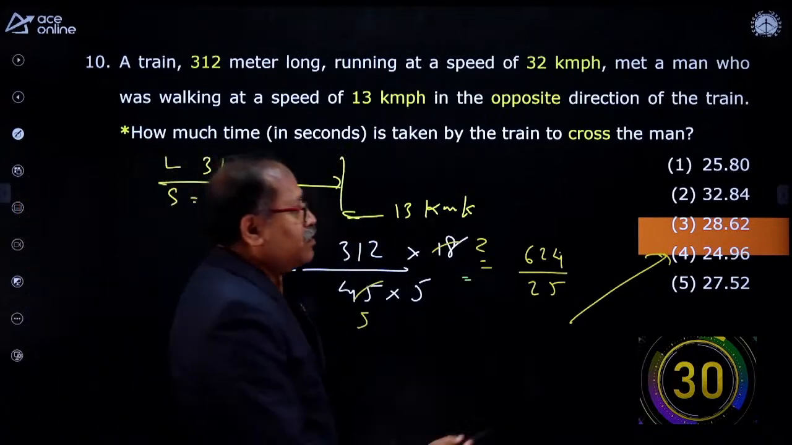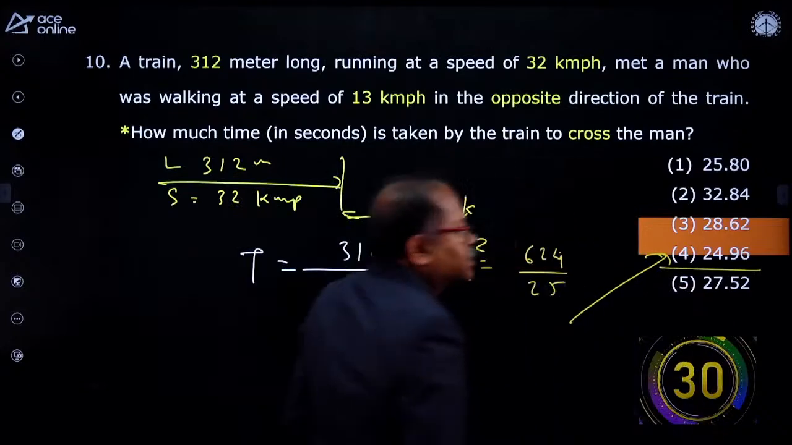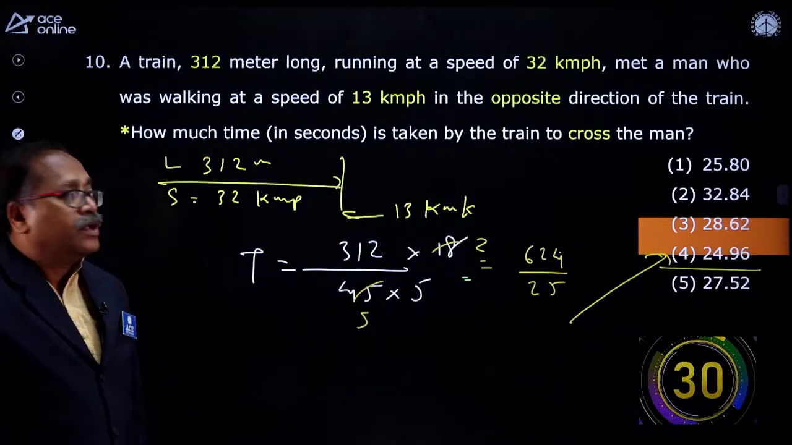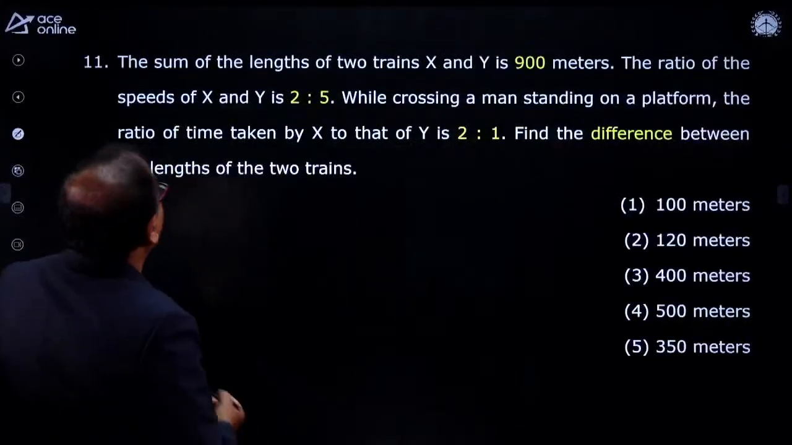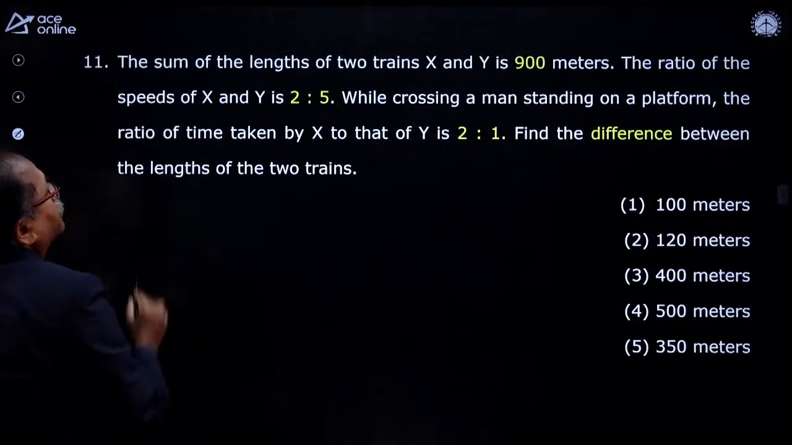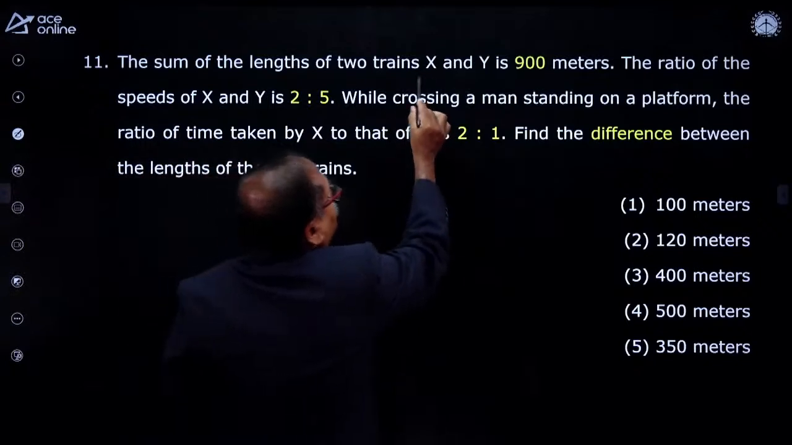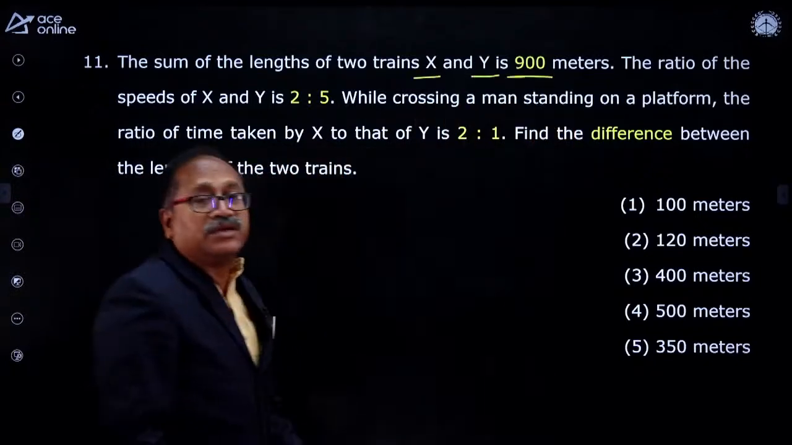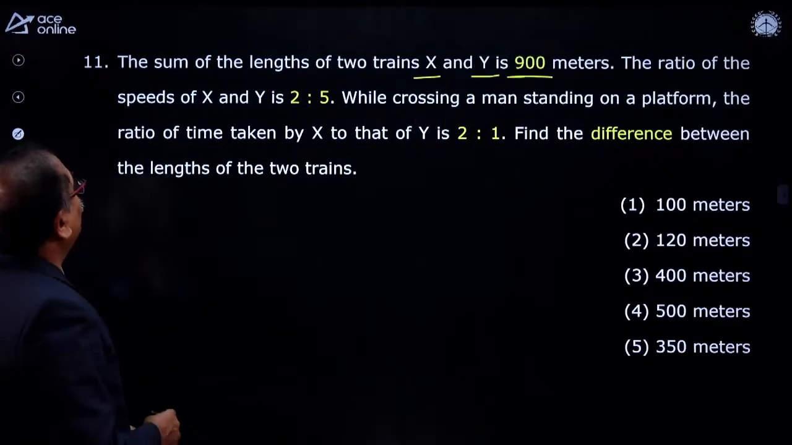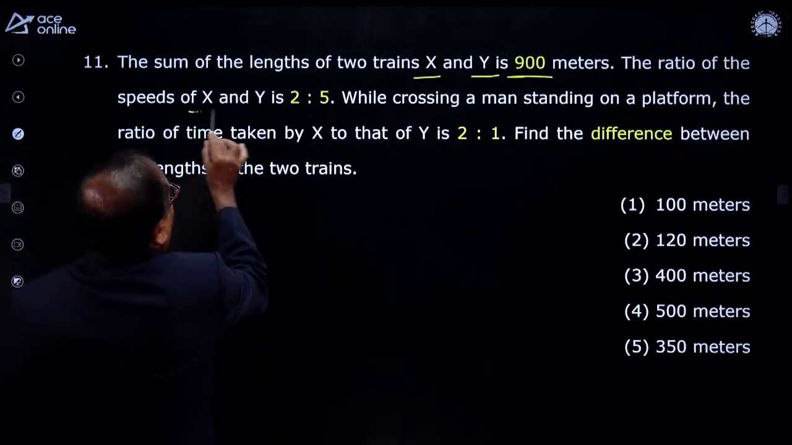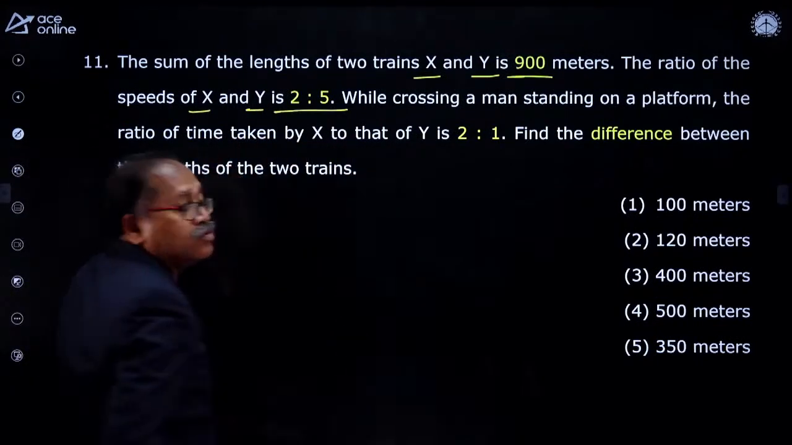Okay, so I will prefer to go with option 4. Let's take the next question, my young friends. Here, the sum of the length of two trains X and Y is given as 900 meters. The ratio of the speed of X to Y is 2:3.